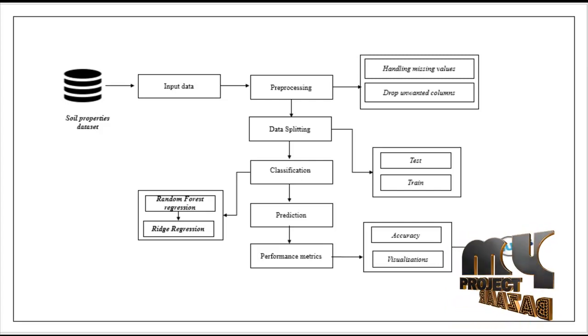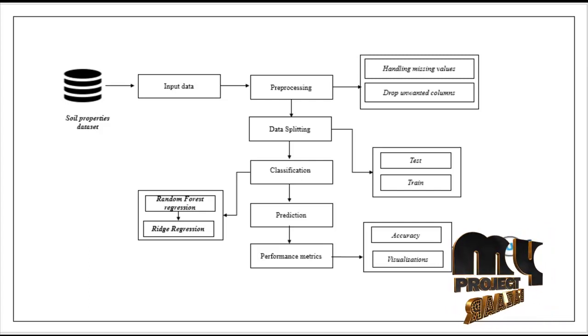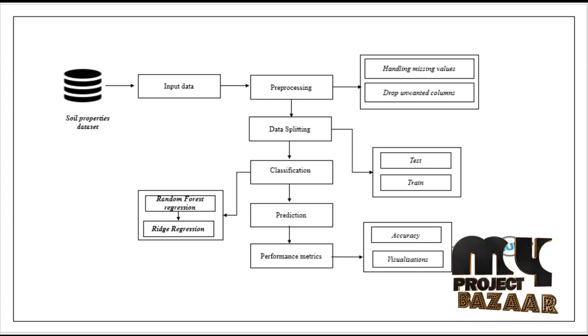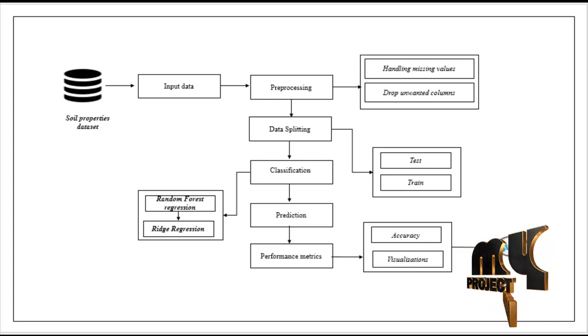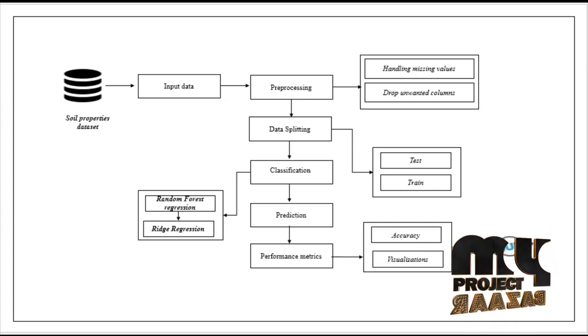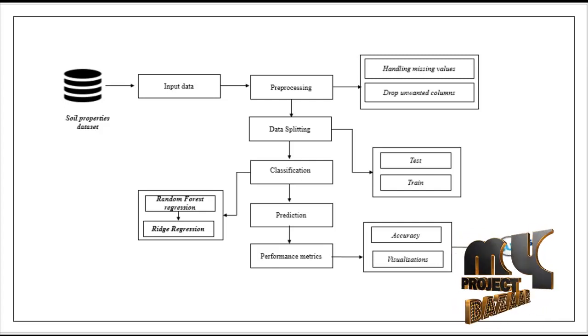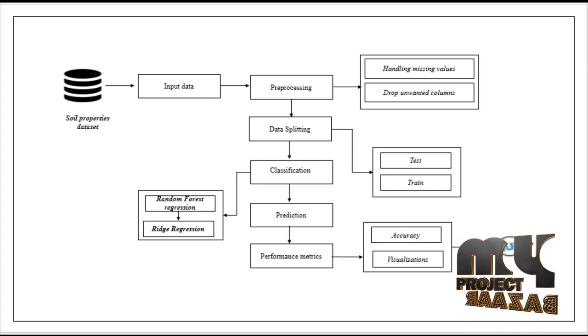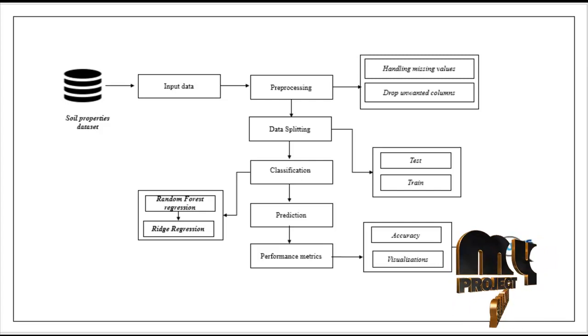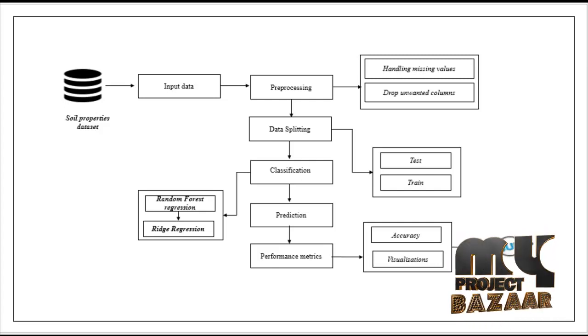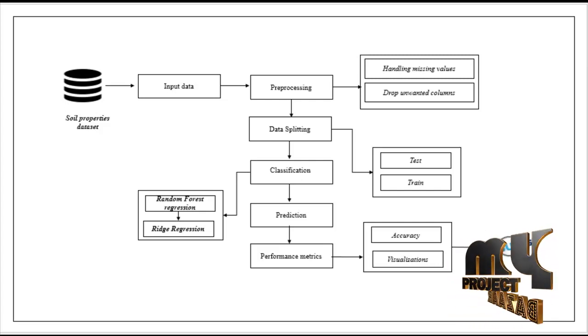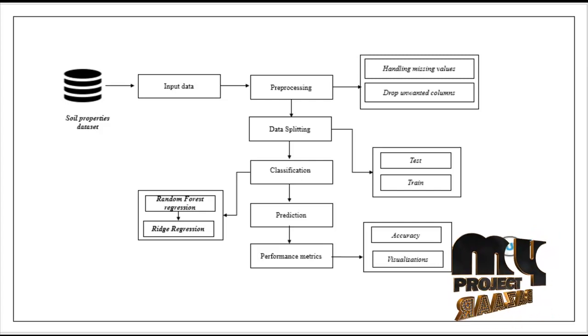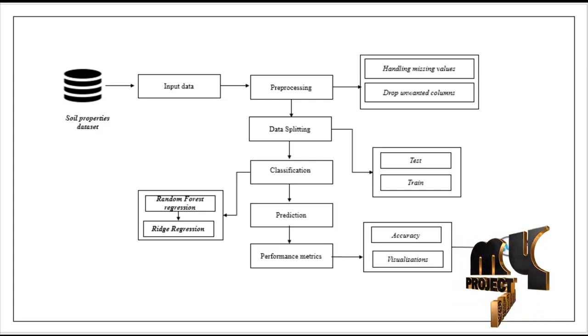Then the split data is carried to the classification module. Here we implement different ML techniques, that is random forest regression and ridge regression. With the help of these algorithms we predict the soil properties as well as recommend the crop based on the predicted soil properties. Then we estimate some performance metrics like accuracy and error values.